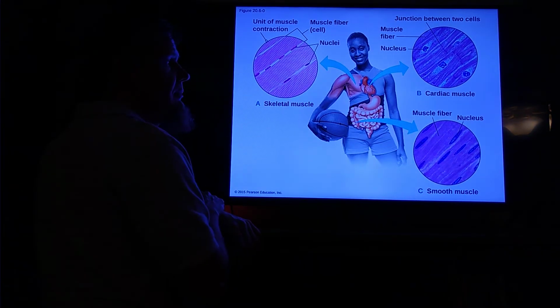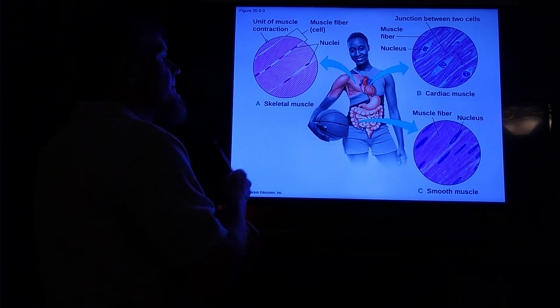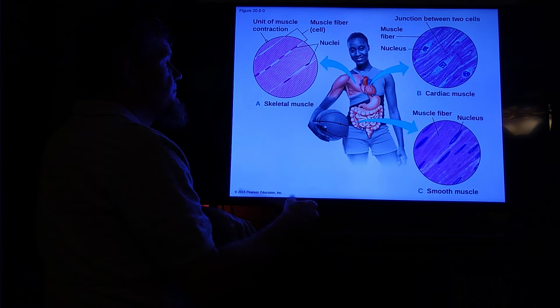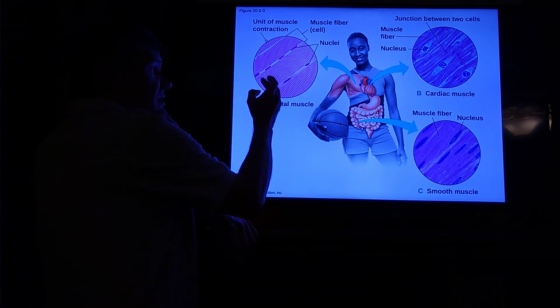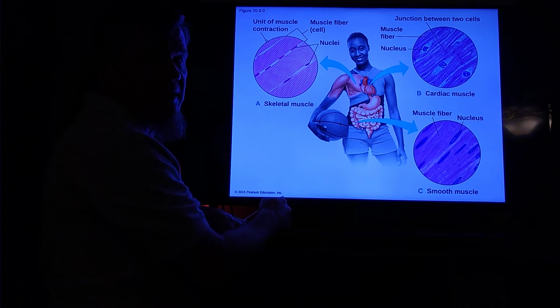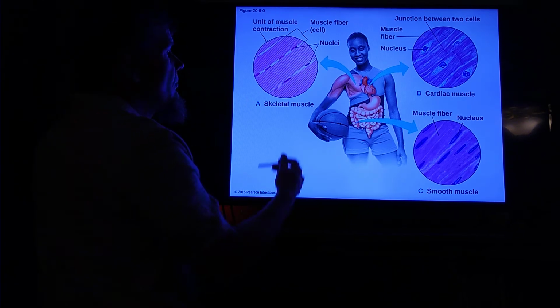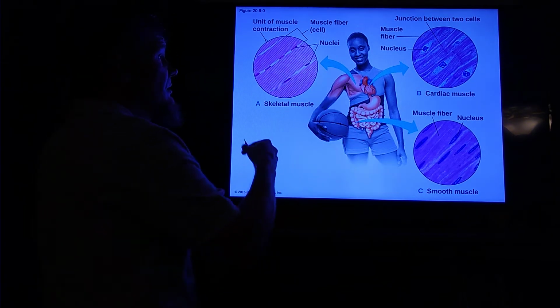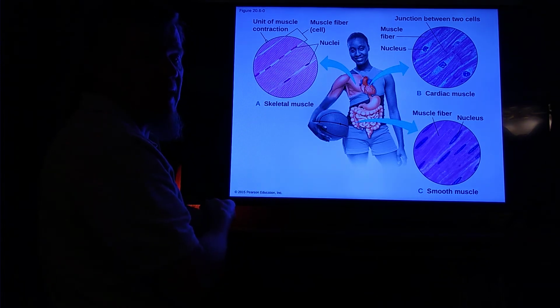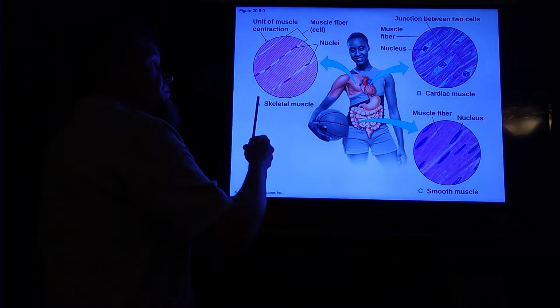Here we see microscopic views of the 3 different tissue types. This is skeletal muscle right here. One thing that I want to point out is that skeletal muscle is striated. I'm not sure if you can see on the video, but in the PowerPoint, you can see that skeletal muscle is striated, which means it has stripes. The second thing about skeletal muscle is that it's got many nuclei per cell. It's called being multinucleate.